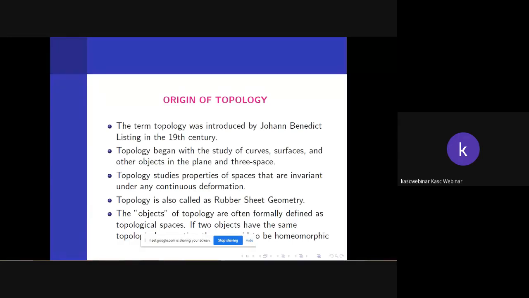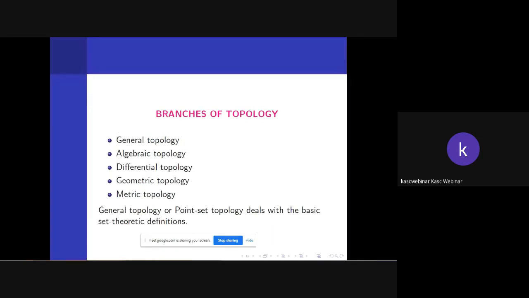The objects of topology are often formally defined as topological spaces. I told you homeomorphism is the most important property of topology. If two spaces or two objects are homeomorphic, then they are said to be topologically equivalent, if there exists a homeomorphism between the two objects or spaces.